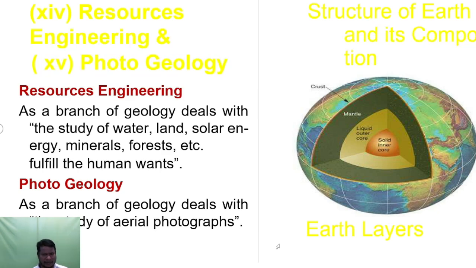Next we are going to study the structure of the earth and its composition, the earth layers. The structure of the earth is the main study, how the earth is formed. There are three layers forming: one the crust, then the mantle, then the liquid outer core and solid core. These three layers are very important. Earth layers indicate the three layers: crust, mantle, core.